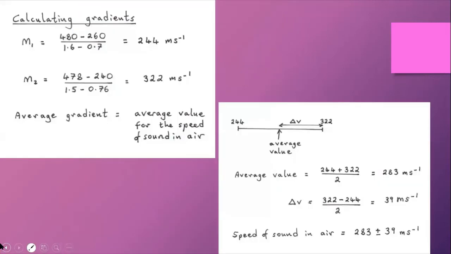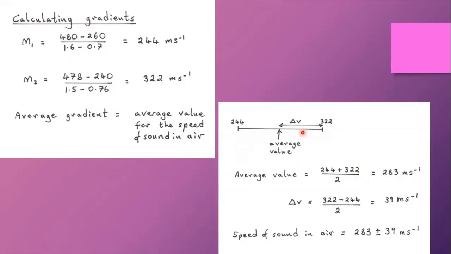Now, in calculating the 2 gradients, I want to get an average value, which is going to be an average value for the speed of sound in air. And over here, it's a handy way of representing what I'm trying to do. I've got the lowest value, 244, the highest value, 322, and I get the average value, one plus the other divided by 2, 283 meters per second.